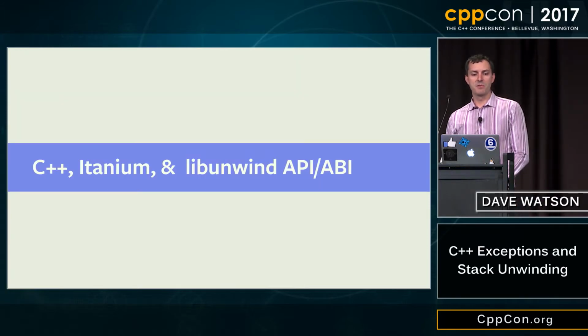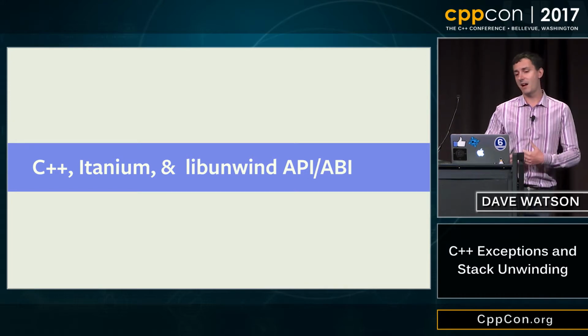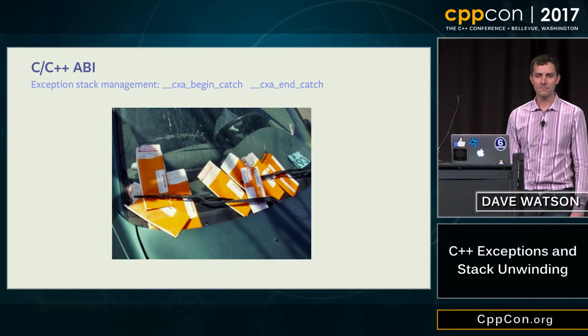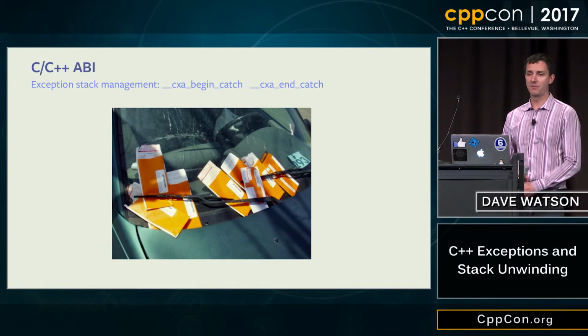Great, so that's the end of our little bit of review. Let's start looking at what these actual C++ ABI functions are, how we would implement them and what they actually do. So the first ones we saw were begin catch and end catch, bookended on top of our catch statements.